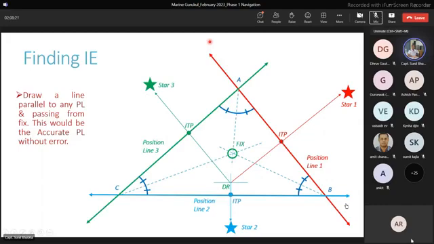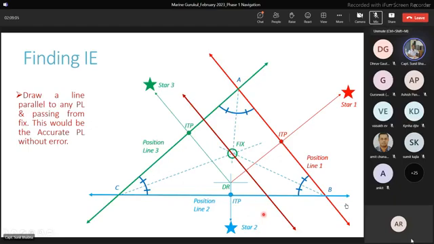Now we have to draw a line which is parallel to this PL, the red color PL, and passing through the fix. So we pick up our parallel ruler or sliding ruler or set square, whatever tool you are using, and align it with our first PL, the red color PL. Shift it, transfer it to pass through the fix, and then draw a parallel line. Let's draw the parallel line in our plot. You can see the parallel line passing through the fix now.